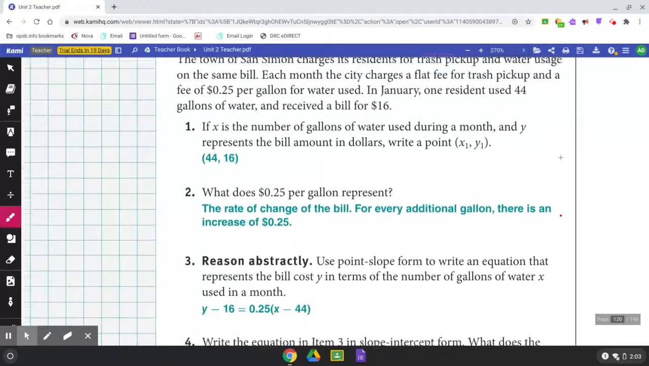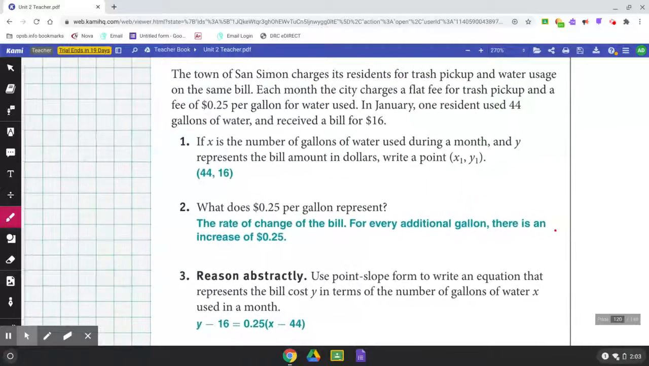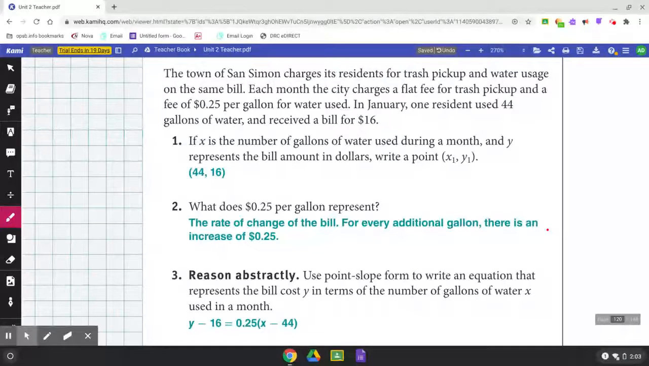Okay, so if X is the number of gallons of water used during a month and Y represents the bill amount in dollars, write a point X1, Y1. Well, X1, remember X is the number of gallons. What can we use as the number of gallons? 44 gallons of water. So X would be 44. What represents Y? Y represents the bill amount. How much was the bill amount for 44 gallons? 16. So that's where the 16 comes from.